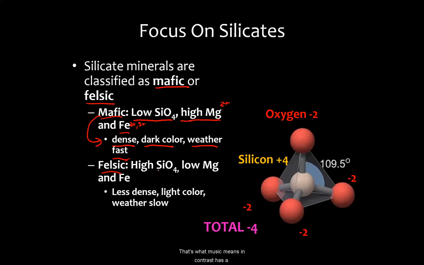Felsic, in contrast, has a lot of silicate tetrahedra and low amounts of magnesium and iron. These are less dense, they're lighter in color, often white, gray, or pink, and they weather relatively slowly, at least compared to the mafic minerals.